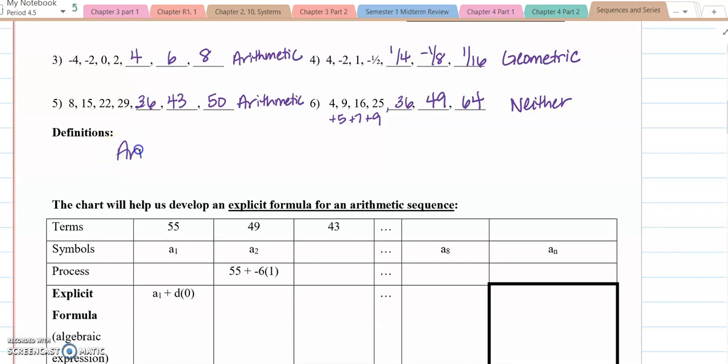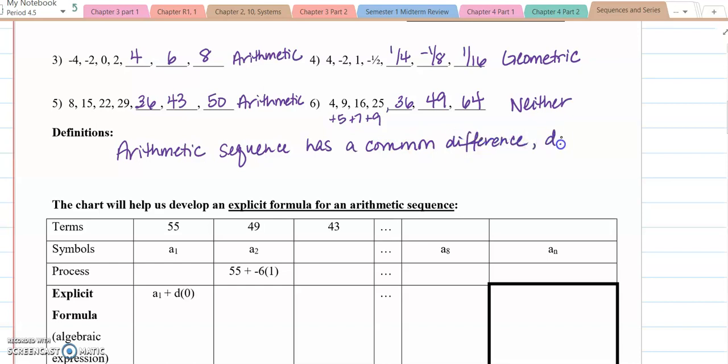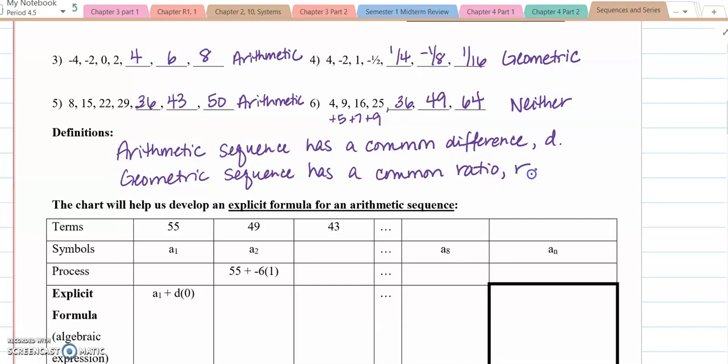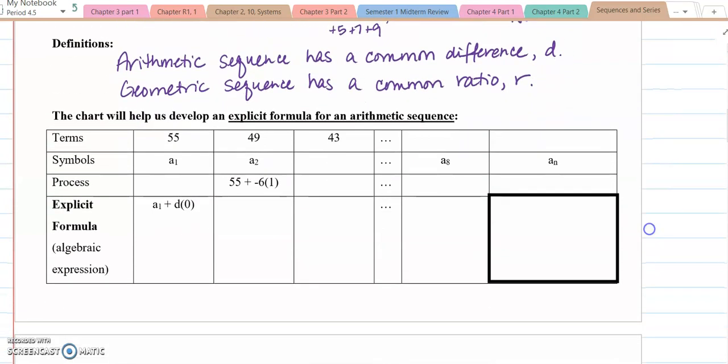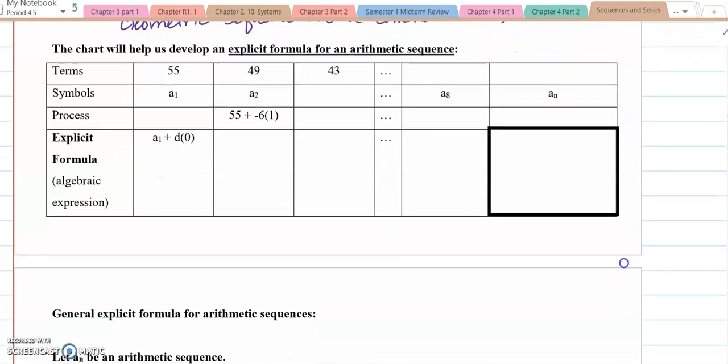So an arithmetic sequence has a common difference, and we classically call that common difference d, and a geometric sequence has a common ratio, and we classically call that r. So now we're going to dive into arithmetic sequences.